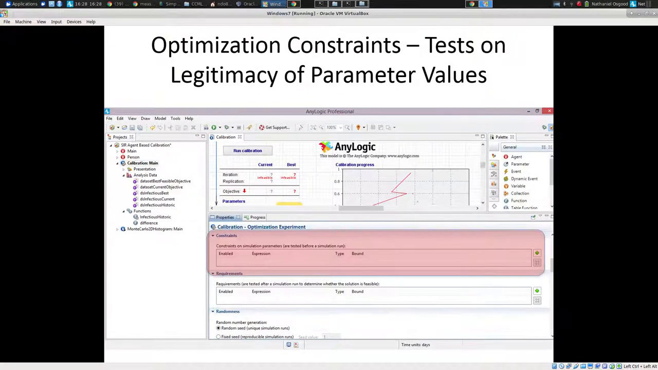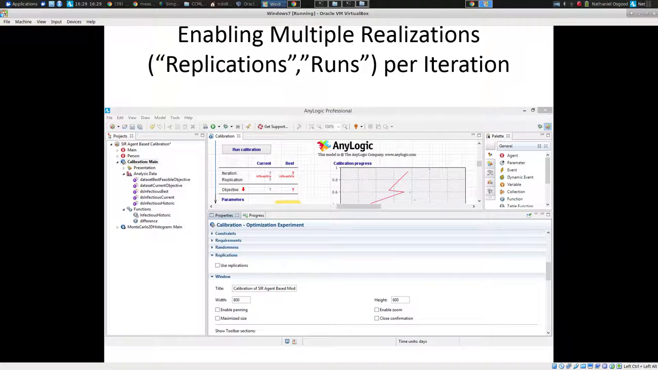You can also specify constraints on the parameters, which are tested before it tries to see whether these are legitimate parameters. For example, if the sum of two of them is greater than one, maybe it can nix that run before it takes place. You can also have what are called requirements, where if the simulation has something occur in it that is unacceptable, you throw it away. Those are occasionally used. We've used them in some calibrations, where we toss the simulation if it has something totally unreasonable in it, as judged by elements.